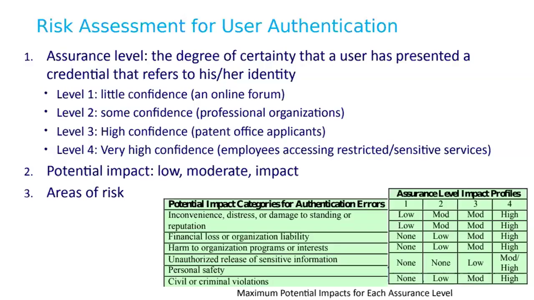So assurance level answers the question: how certain are we that this user is genuine. So the higher the assurance level, the stronger the authentication requirement is going to be. Then we have level 1, level 2, level 3, and level 4.